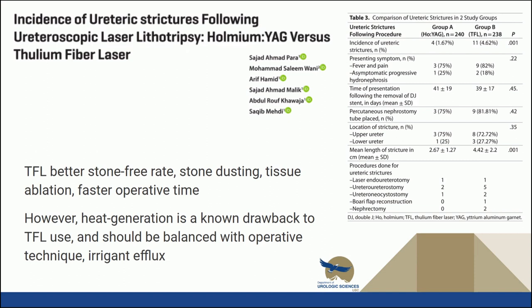looking at comparing holmium versus thulium fiber laser. It was a smaller population with smaller numbers, but they found that there was quite an increased risk of ureteric stricture formation following thulium fiber ureteroscopy, which they attributed possibly to the heat formation as a result of thulium fiber laser. And we know that thulium fiber lasers have a better stone free rate, are better at stone dusting and tissue ablation, with faster operative time, but heat generation is a drawback and should be balanced with operative technique and irrigant efflux.